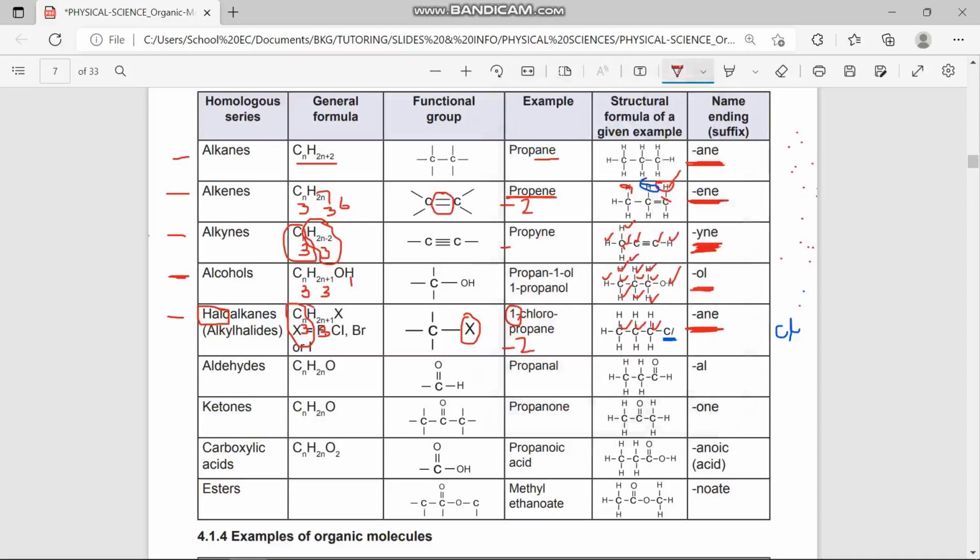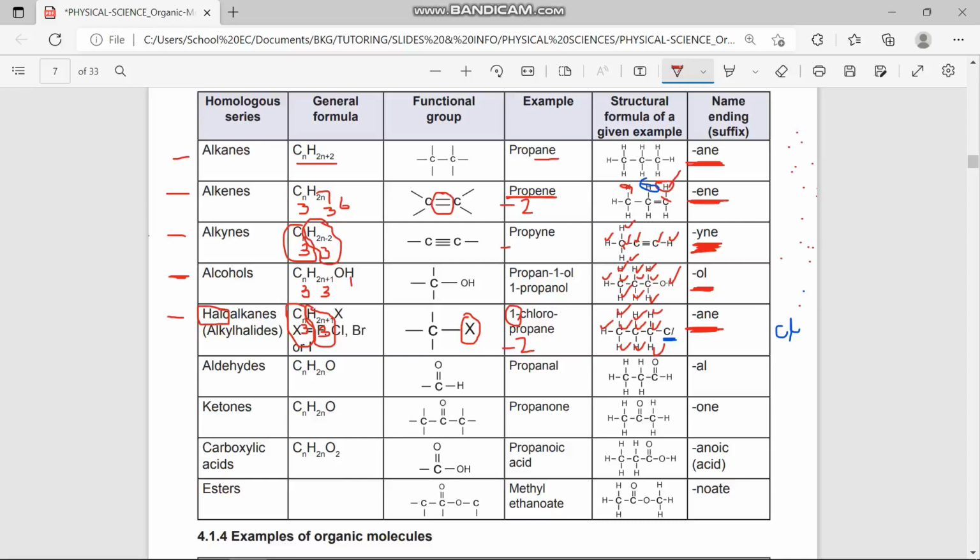How many H's? So 2 multiplied by 3, 6, plus 1, 7 H's. Let's go and check: 1, 2, 3, 4, 5, 6, 7 H's. Okay, yes. You see how important the general formula is for you to write the structural formula, or to write down the name, or just write down the compound, whether in structural formula, condensed structural formula, or just a molecular formula.